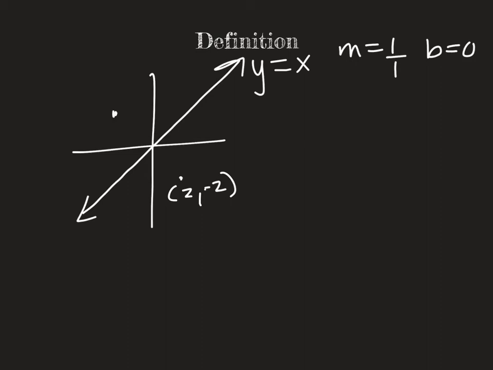I'm going to plot this point here. What's going to happen now is we're dealing with the second quadrant, so we're going to be dealing with the negative x value and a positive y value. What do you notice between these 2 points?